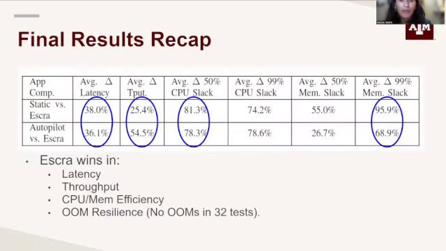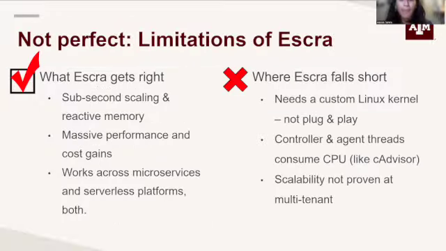So a recap of the final results. Escra beats both static allocation and Autopilot across every metric that matters. Faster responses, higher throughput, and dramatically less slack in both the CPU and memory. In all 32 experiments, Escra experienced 0 OOMs, while Autopilot had up to 8 OOMs in a single experiment.